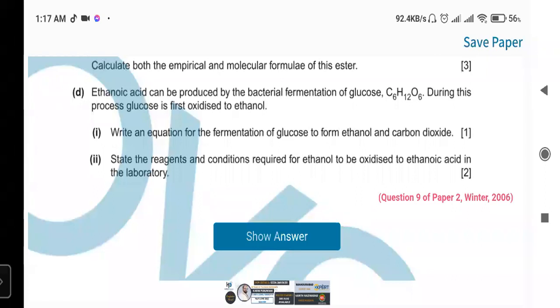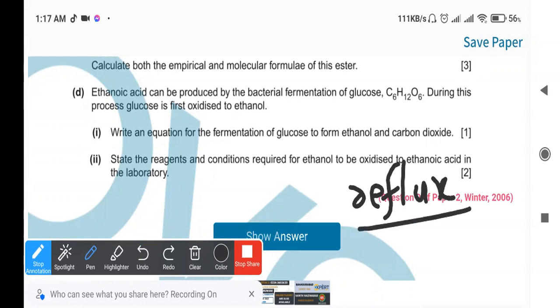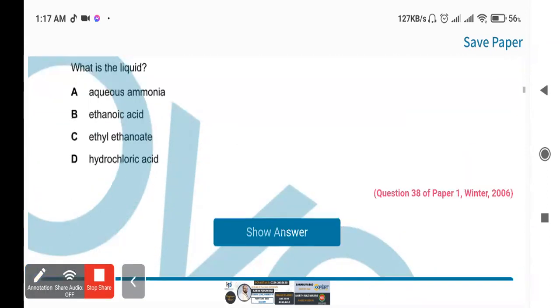So we must carry out this reaction in a way that the ethanol cannot evaporate or escape from the container. So we must carry out the reaction by heating under a reflux setup. That means returning into the flask. All right. Okay. So this is easy.